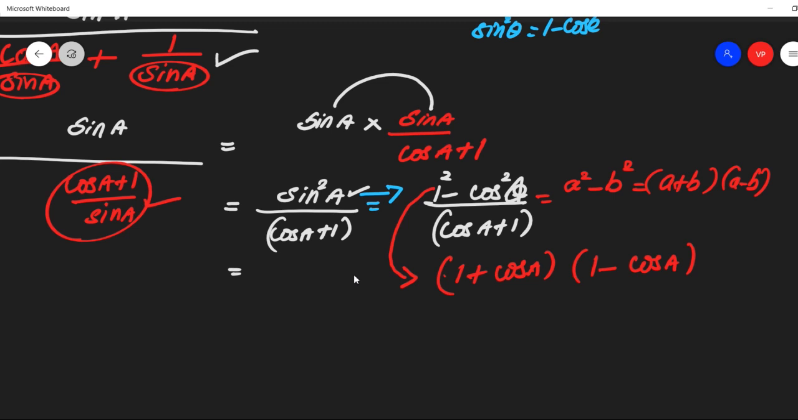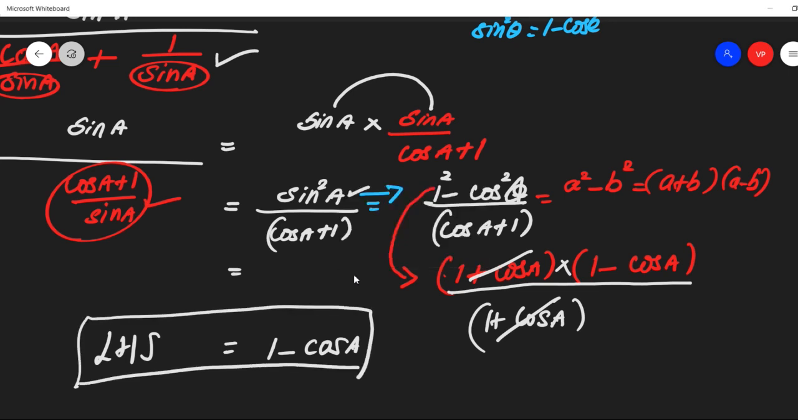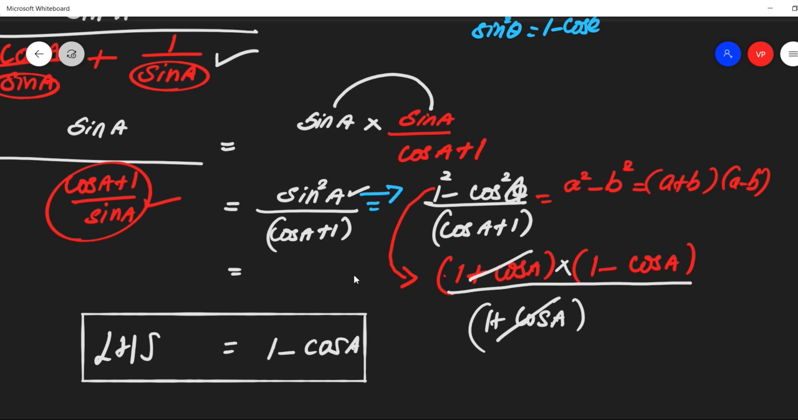What is the denominator? Just keep the denominator. Now cancel the common terms. Which can be cancelled? This 1 plus cos A and 1 plus cos A. So we have 1 minus cos A for the LHS. You have to get this same answer for the RHS. If you get this answer as RHS, both are equal, hence it will be proved.